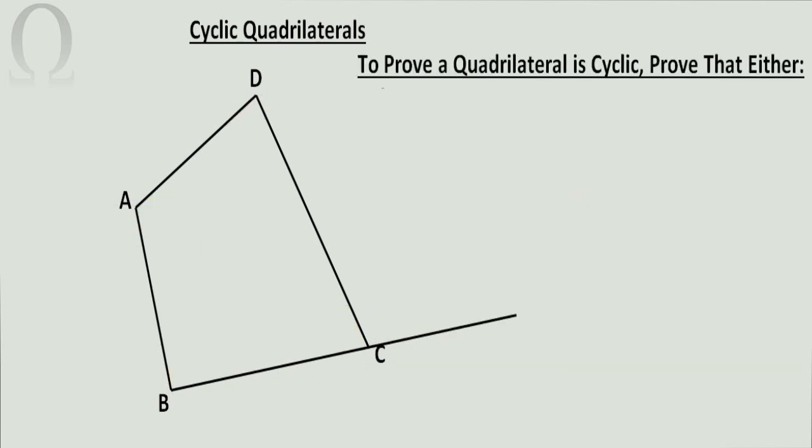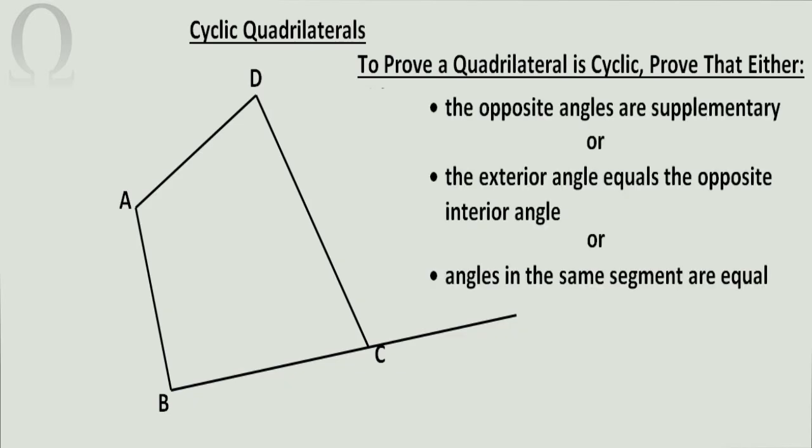In order to prove that a quadrilateral is cyclic, we need to prove that any one of these properties is true. If one of these properties is true, then the other two properties will also be true. We will get to that in a bit. We will first prove these properties.